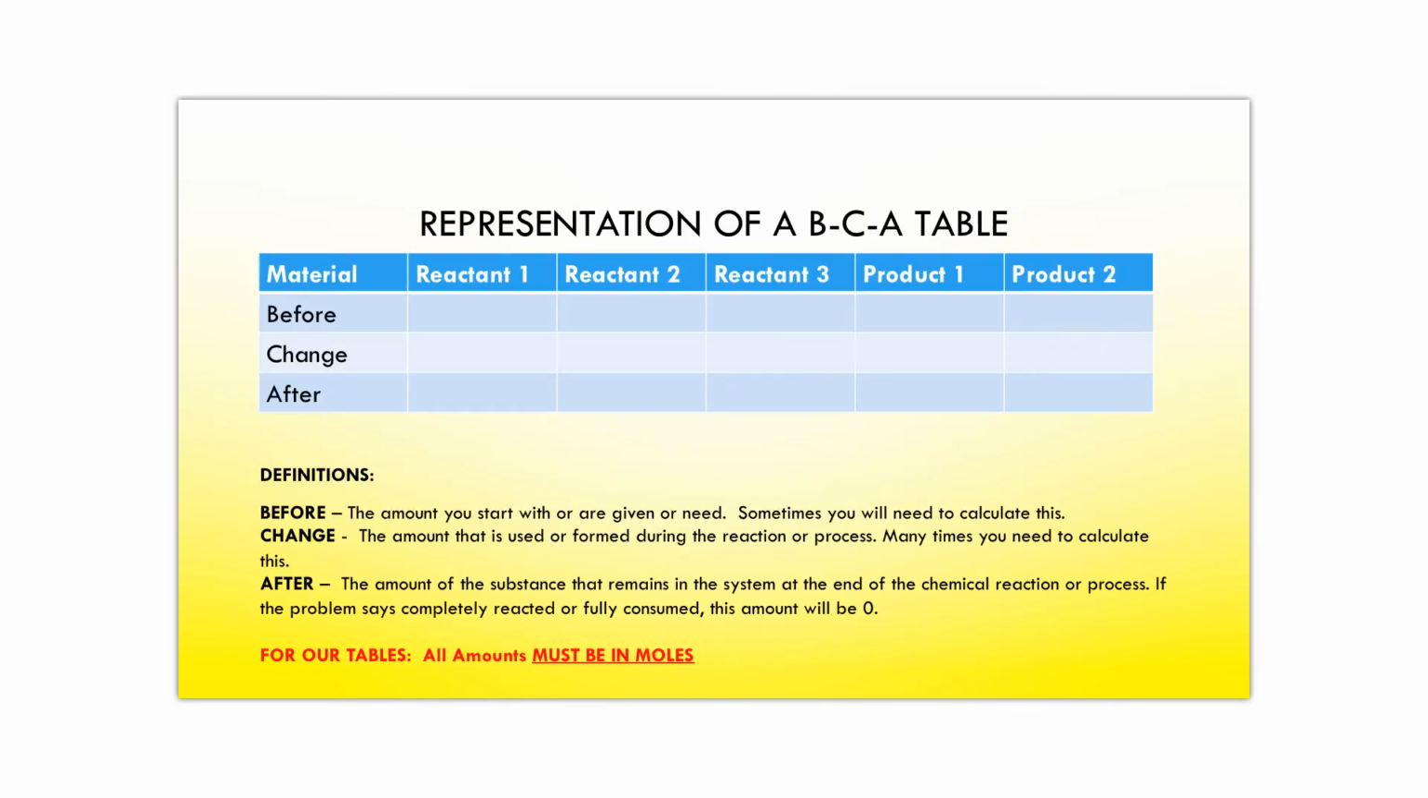So this should look very familiar from here. It's a BCA table again. Remember, before is what you start with. Change is what's happening during the reaction or the process. And then after is what you are left over with, or at the end of the day, right? If you fully consume something, the after will always be 0. If you're starting afresh with something, the products are generally 0. So there's going to be a couple of zeros possibly on here. The change is what you're going to be calculating.